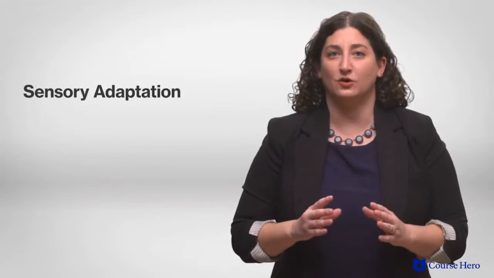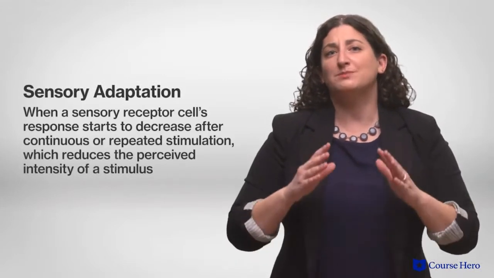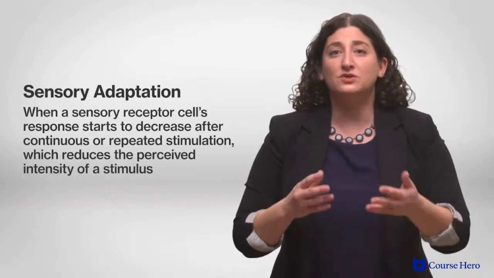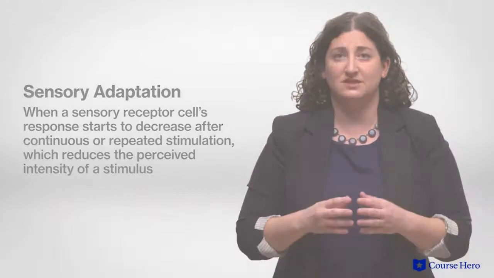Sensory adaptation occurs when the sensory receptor cells' response starts to decrease after continuous or repeated stimulation, which reduces the perceived intensity of a stimulus. For example, you might easily detect a foul odor when you walk into a room, but over time, you perceive it less and less. Sensory adaptation can occur in any of the 5 major senses.